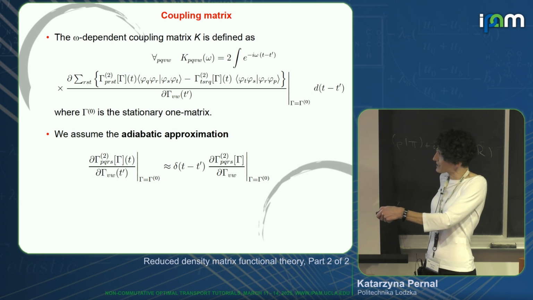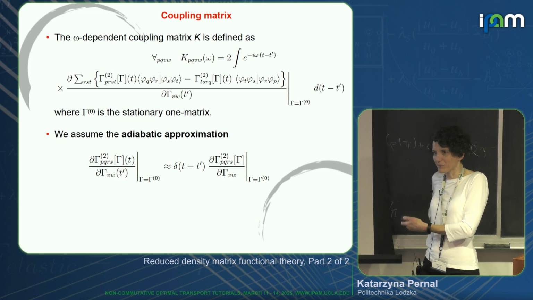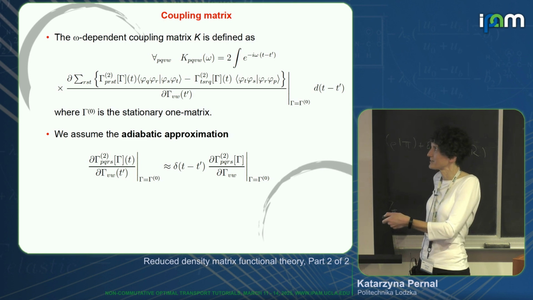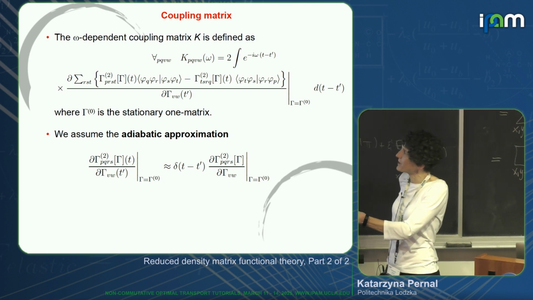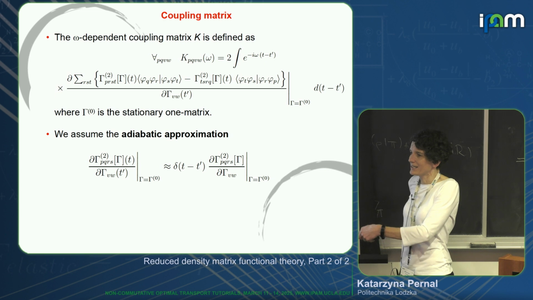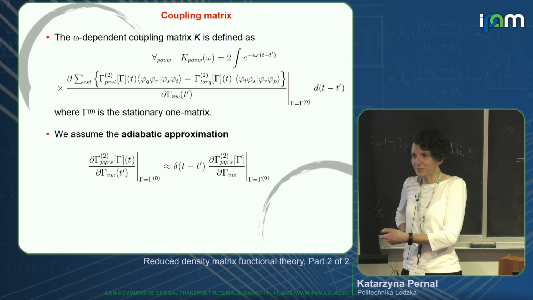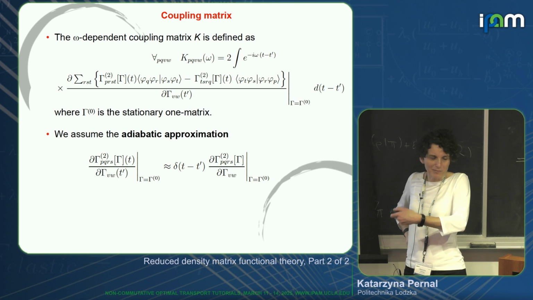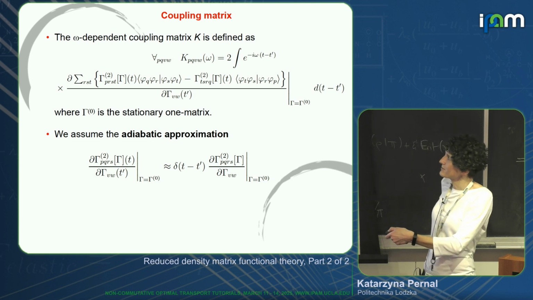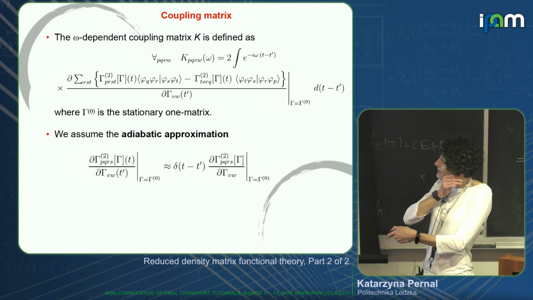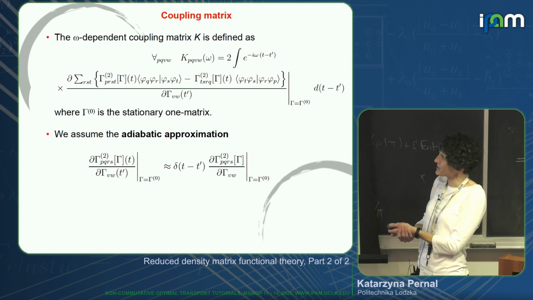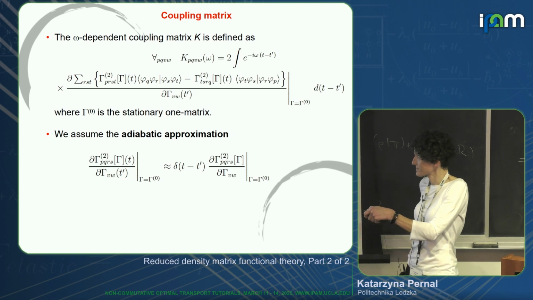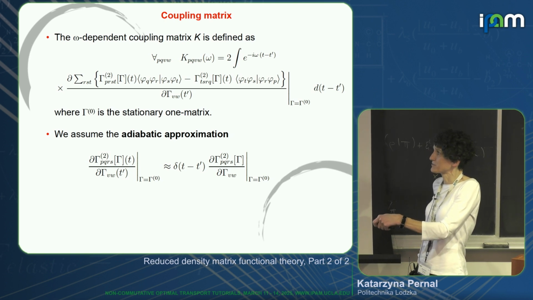So what is this adiabatic approximation? This is a very pragmatic approximation, right? Because we say, okay, we have no idea what this functional is. The only thing that we know is this functional gamma 2 of gamma 1 for the stationary, time-independent case, because we have some approximate functionals for the time-independent Hamiltonian. So the idea is let's use what we have. Let's use those stationary functionals somehow in the time-dependent or frequency-dependent equations. So this is this adiabatic approximation.